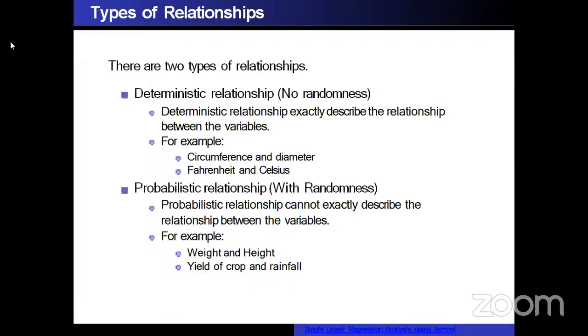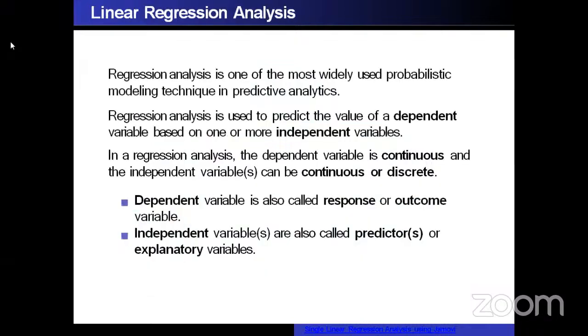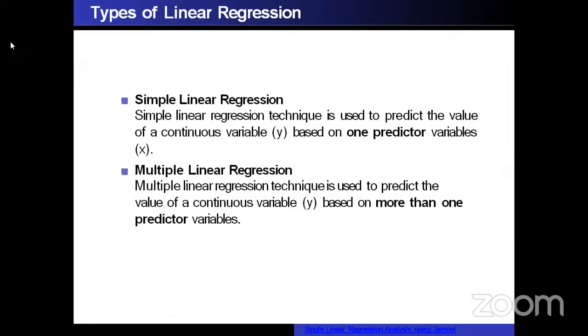For example, weight and height, or yield of grapes and rainfall. Regression analysis has different types: linear and non-linear. That is simple linear regression and multiple linear regression; non-linear means simple non-linear and multiple non-linear regression. In linear regression analysis, the dependent variable is continuous and the independent variable may be continuous or discrete. The dependent variable is also called the response or outcome variable. Independent variables are called predictors or explanatory variables.